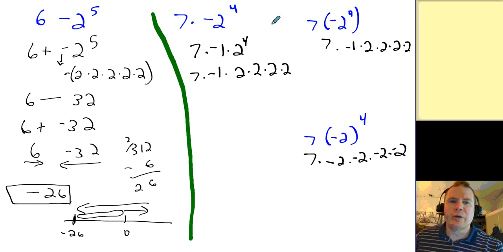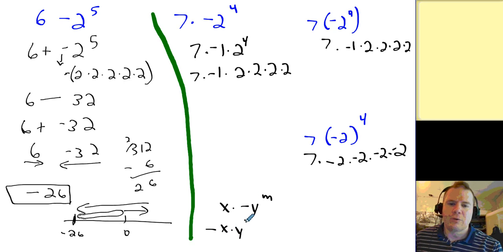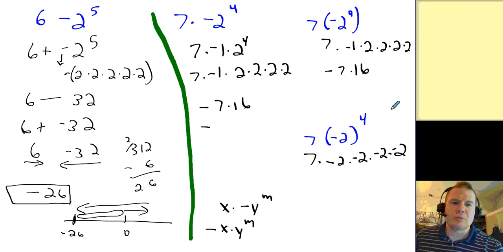These are kind of odd ways of writing it. And in fact, it's kind of weird to have a negative in the middle of a multiplication problem. If we're doing this with variables, I wouldn't do x times the opposite of y to the m power. I would just recognize, okay, I have a single negative here. I stick that out front. I have a single negative here. Then I'm doing 7 times 16. I've got a single negative here. Then it's 7 times 16.